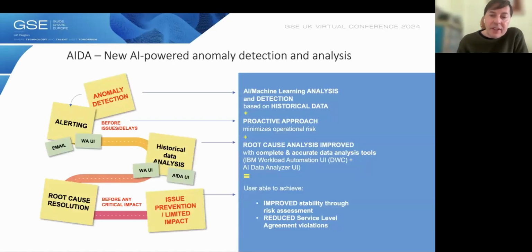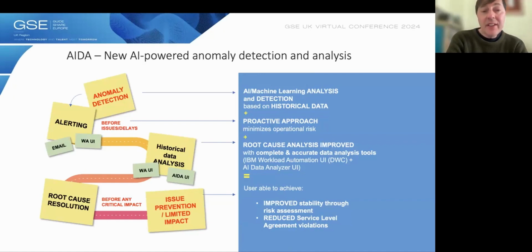Then we delivered with 10.1 a new feature that is based on AI to perform anomaly detection and analysis of the workload execution. It's called AI Data Advisor, and it's based on machine learning and AI technology. So how this works is that this component receives data from the engine in open metric format, kind of a standard format.